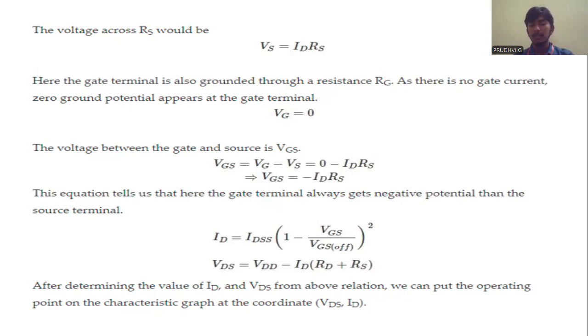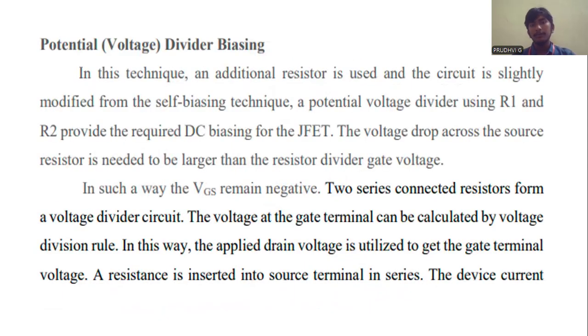ID equals IDSS into (1 minus VGS by VP) whole square. And the equation we got here is VDS equals VDD minus ID into (RD plus RS). And that's the self biasing technique. And the final one, potential divider biasing. This is the final biasing technique which we'll be using, which is almost the same as the self biasing technique.